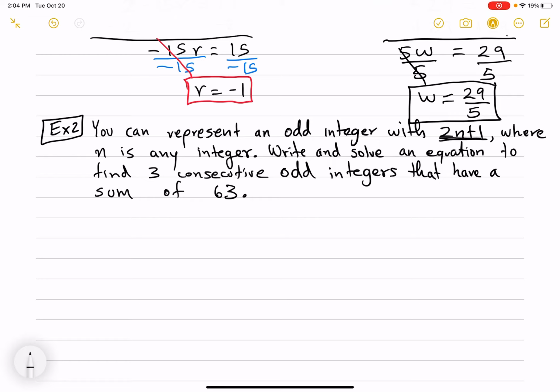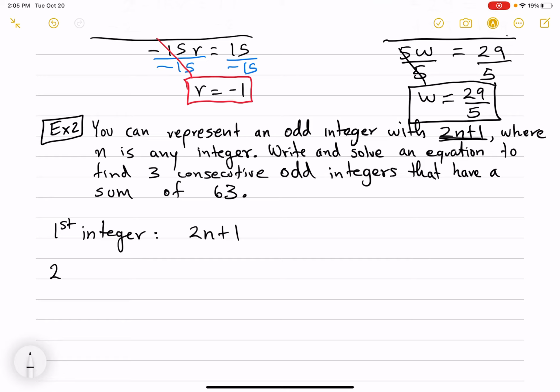So if we're going to let one integer, or first odd integer I should say, we're going to call it 2n plus 1. So if you read the question, we're supposed to figure out what 3 consecutive odd integers have a sum of 63. So I'm going to let my first integer equal 2n plus 1 because they told us that's the way we could write an odd integer.